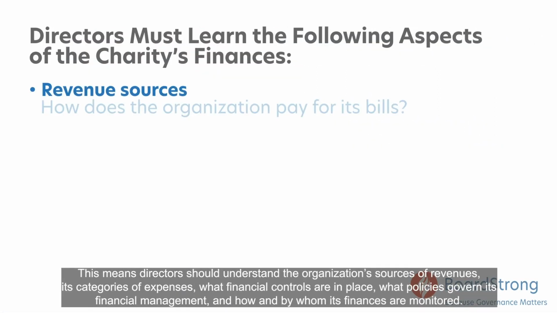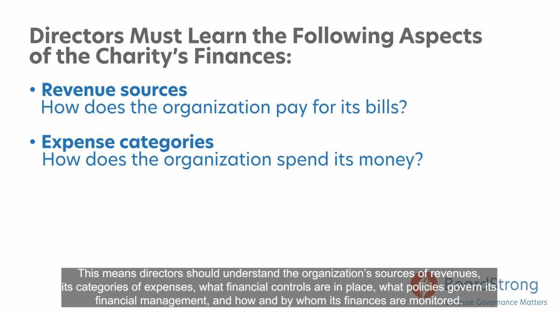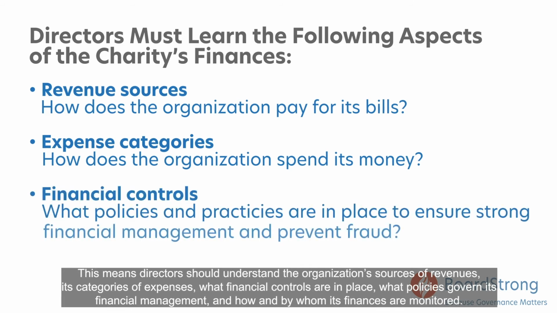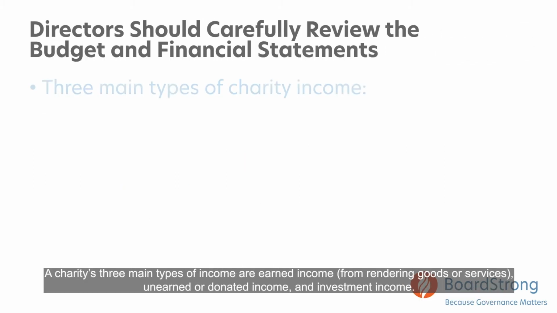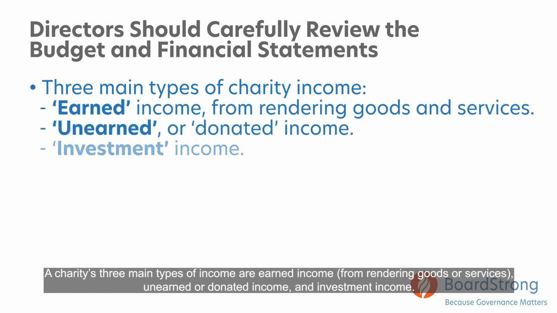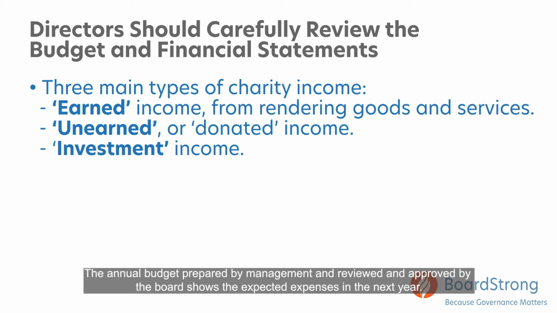This means directors should understand the organization's sources of revenues, its categories of expenses, what financial controls are in place, what policies govern its financial management, and how and by whom its finances are monitored. A charity's 3 main types of income are earned income from rendering goods or services, unearned income or donated income, and investment income. The annual budget prepared by management and reviewed and approved by the board shows the expected expenses in the next year.